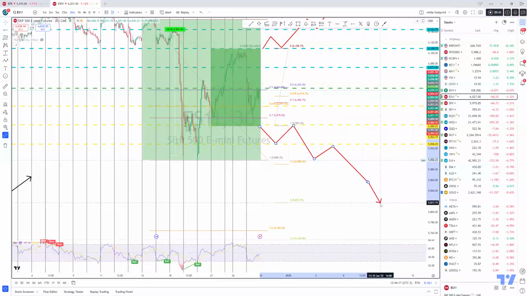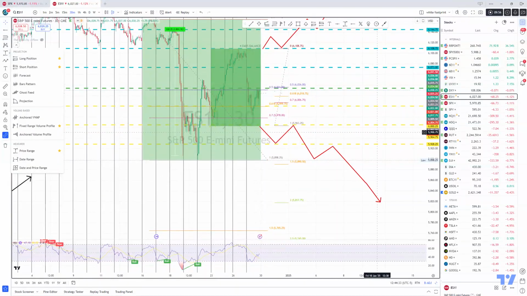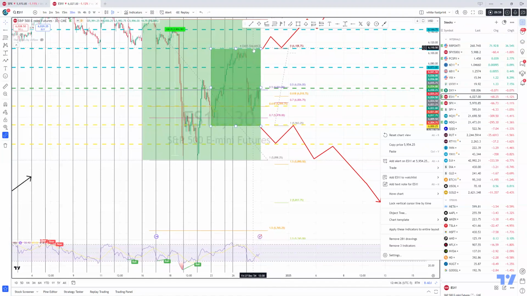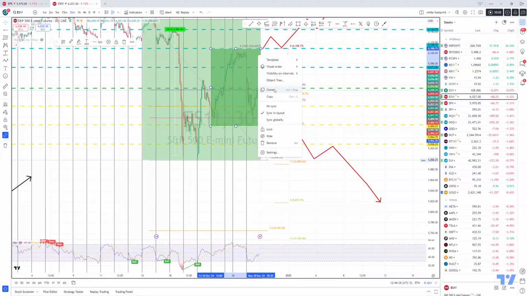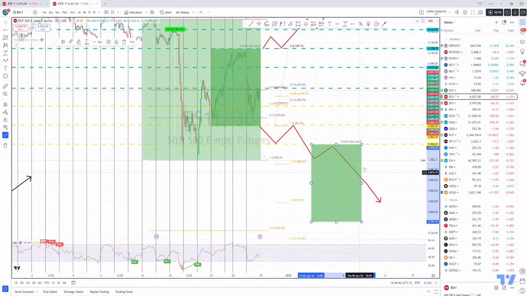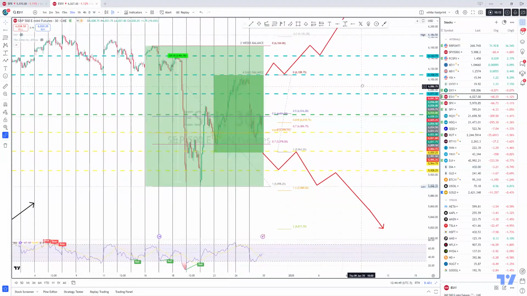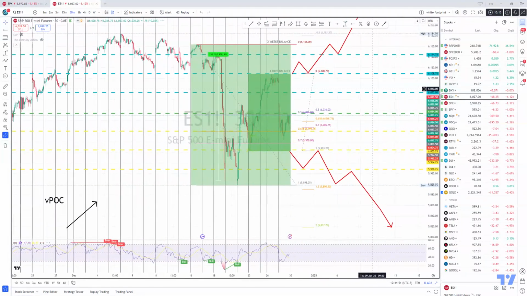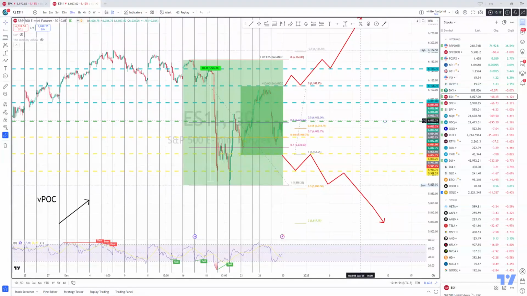So it would take us into this, to here, 5817. So that's the level that I believe, if that would be a full measurement of this area here. So if you were to just basically do this and clone this box, and then you drag it down from the bottom, it'll give us 100% extension right here to 5817, and the same to the upside. So that's basically what I'm going to be looking at for next week in terms of direction from this area here.